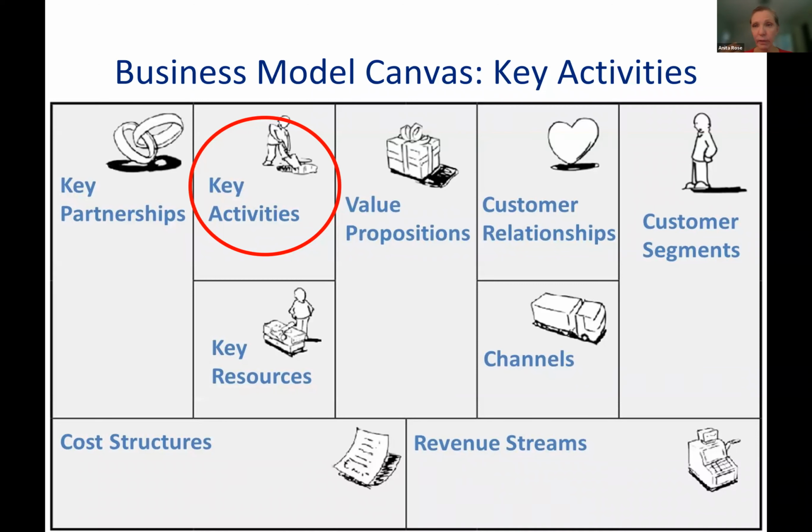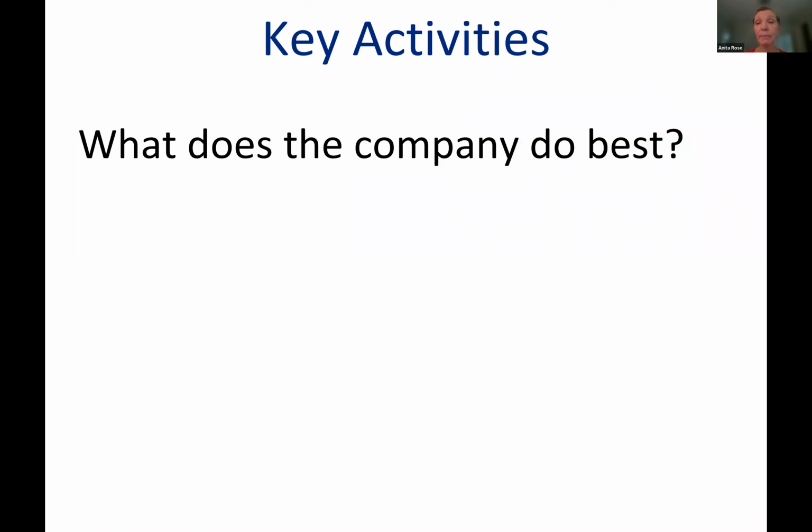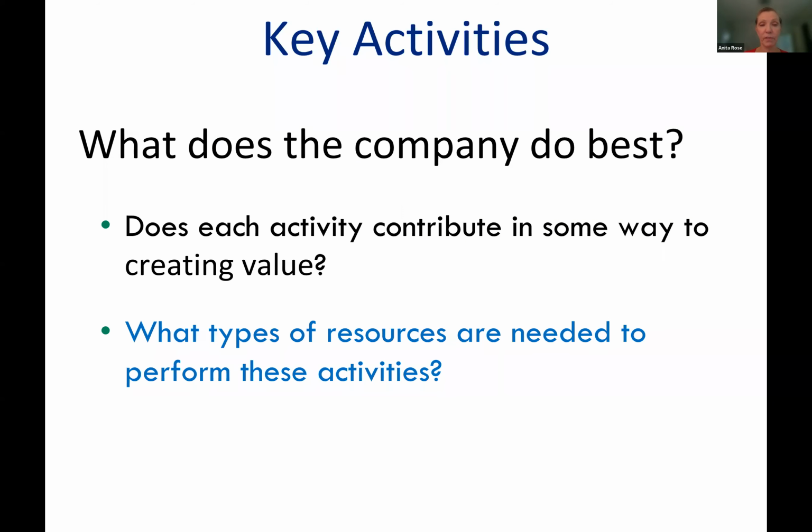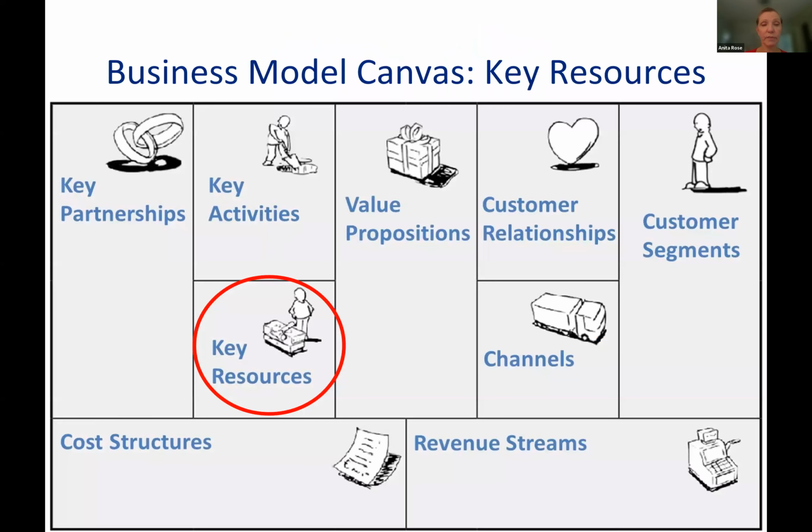Okay, so now we've completed the area that relates to our customer and creating value for our customer. Let's look at the back end. What are the key activities that we do to provide this value to our customer? It's all about providing value to the customer. So what does the company do best? What are the activities that they are involved in to create that value for the customer? What type of resources are needed to perform those activities?